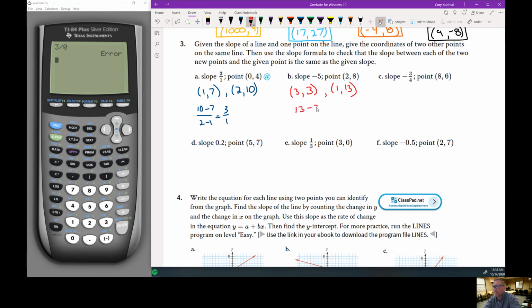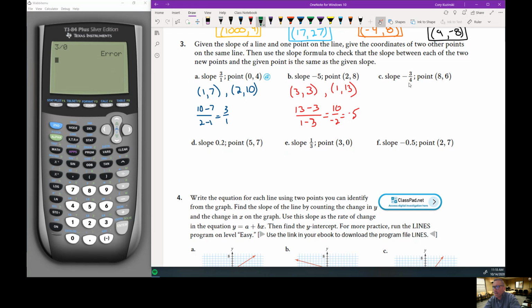Checking my slope. There's my change in y. There's my change in x. So it's going to give us 10 over -2, which is -5. Okay. Show you that one more time.